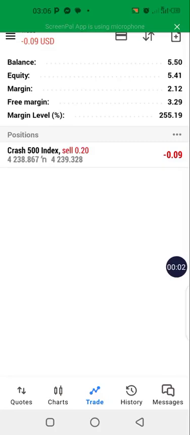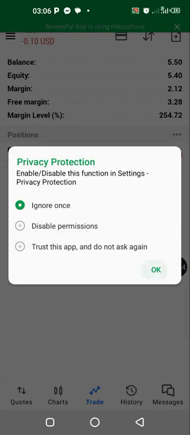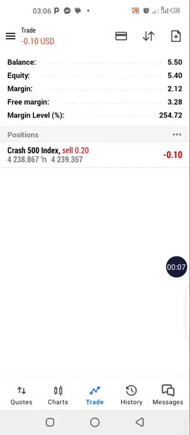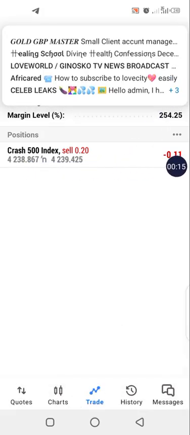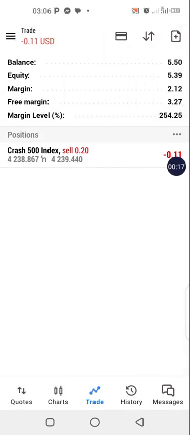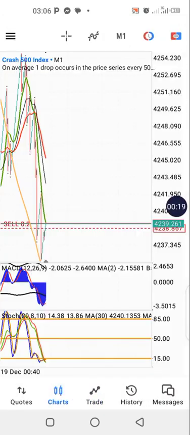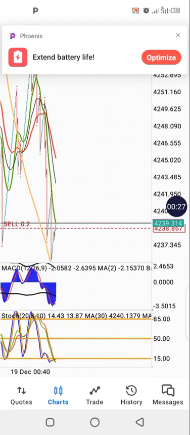Okay, right now this is a live account, and I have $5.50 here, so I'm just taking this trade, Crash 500. Okay, so we are going to see how it goes. This is a trade, and I will tell you why I took this trade.